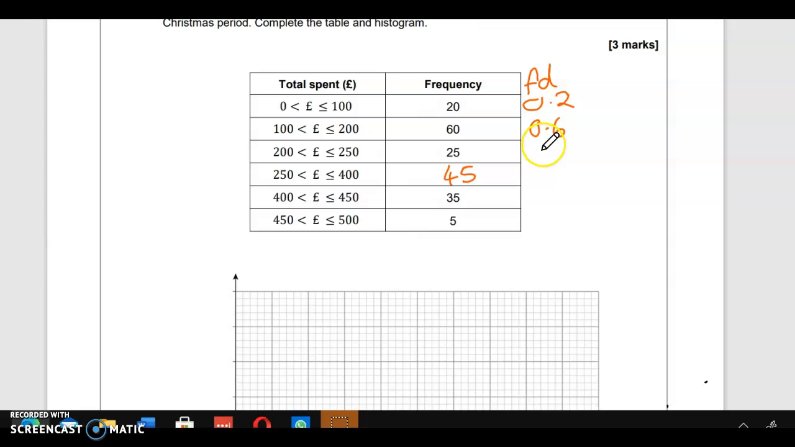And then you can pause and have a go at the next four. So your answer should be 0.5, 0.3, 0.7 and 0.1. And then you can have a go at drawing the rest of the bars in that bar chart.